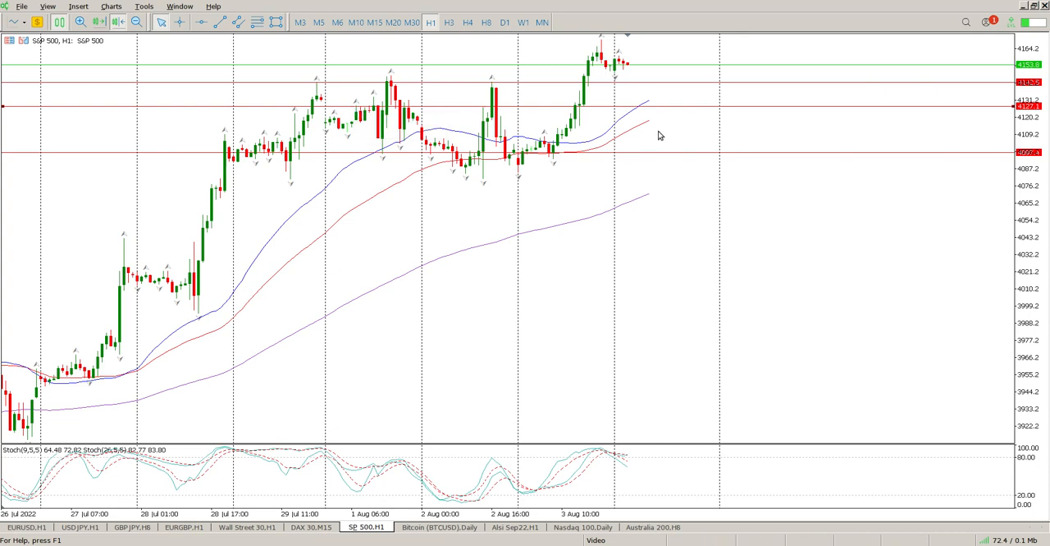You can see the structure. It's the one we looked at yesterday as well. And that is at 4127. So that's kind of what we're looking for. We're looking for a pullback onto structure for an opportunity to buy.